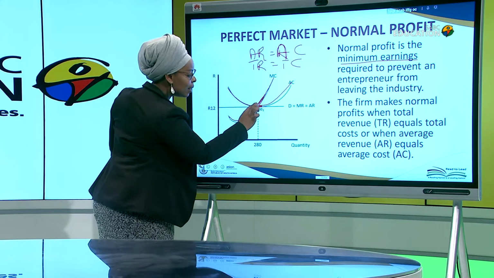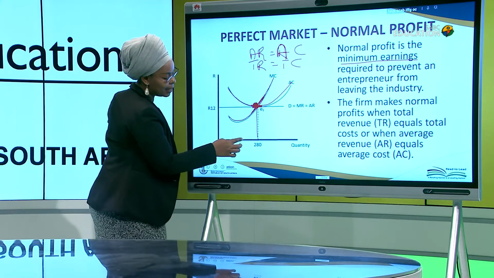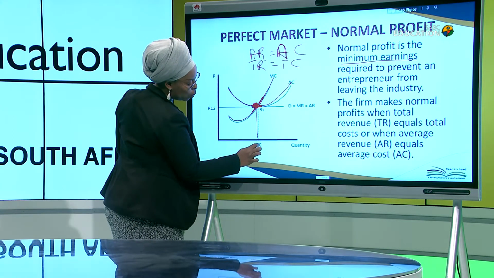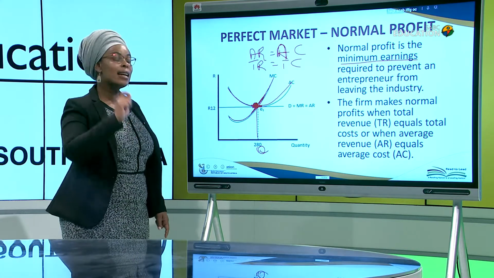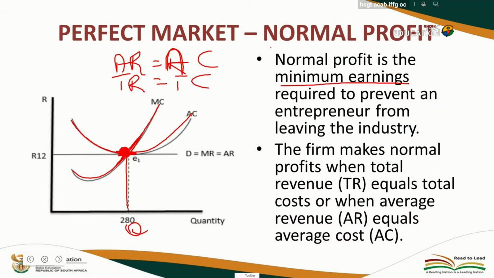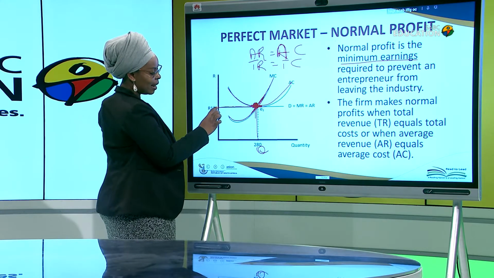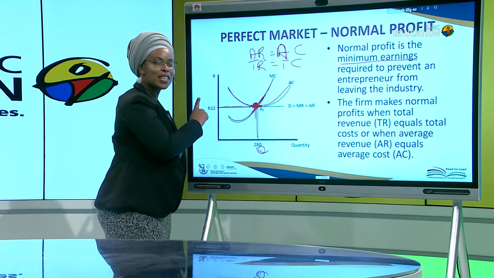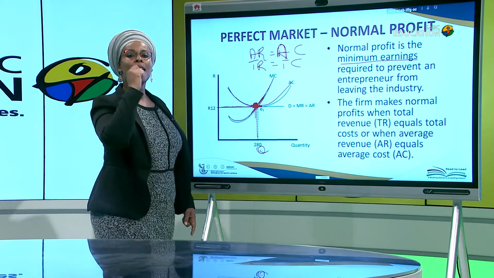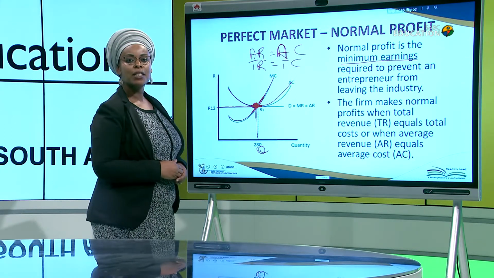Then you use your pencil, you drop down until you touch your horizontal axis. Then you label your axis, which is quantity. But in this example, the quantity is 280. So you want to know how much your cost is. You go upward until you touch your AC curve, then backward until you reach your vertical axis. You'll realize that the same 12 Rand, which is your price, the same 12 Rand, which is your average revenue, is also your average cost. So I want us to use this information to calculate.